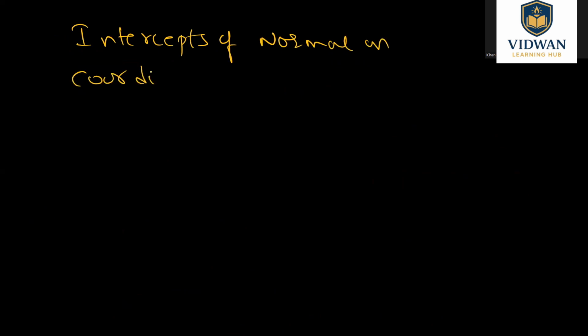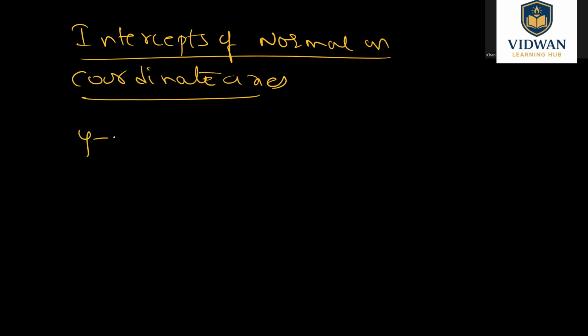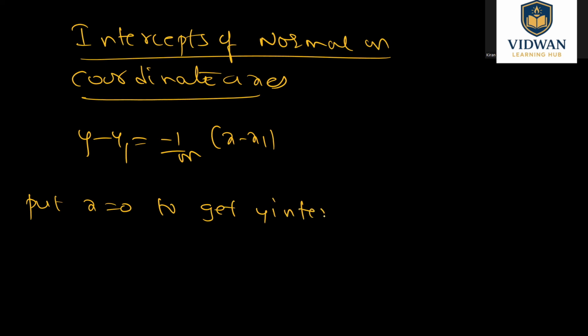So if you have to find intercepts of the normal on the coordinate axis, what is the normal equation? y minus y1 equal to capital M into x minus x1, or minus 1 by m into x minus x1, where small m is the tangent slope. Okay. So in this, put x equal to 0 to get the y-intercept, and just put y equal to 0 to get the x-intercept. I'm not calculating, I'll just leave it like this. So this is the method to find their intercepts.